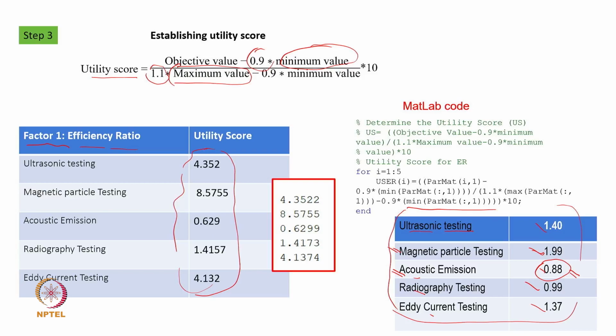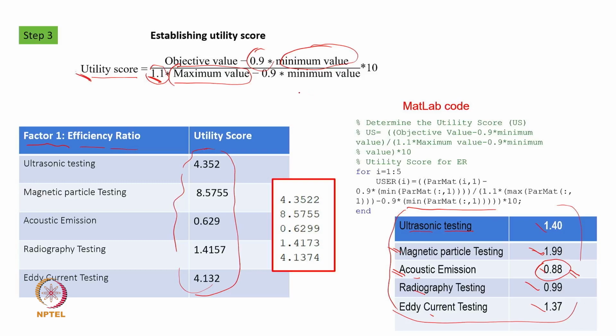So we are just keeping some scope, because in future it may change. That is why we have multiplied 1.1 with the maximum value and 0.9 with the minimum value, so that we are leaving some sort of gap. It should not turn out to be 0 or 10; it will always be between 0 and 10. So this is the method which we will be utilizing.